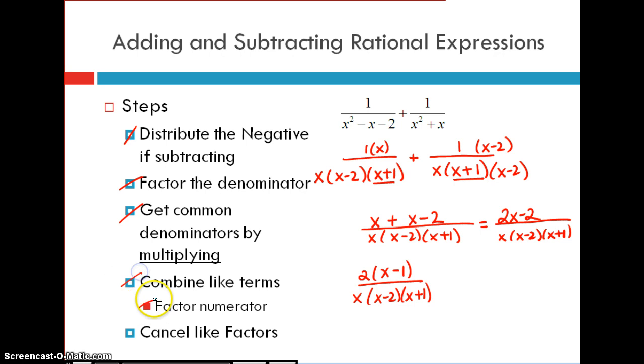And so I've done that, and then it says cancel any like factors. Again, I don't have any like factors, so that would be my final answer. Sometimes, again, you can't even do it, it's not there. So that's just a brief tutorial on how you add and subtract rational expressions.